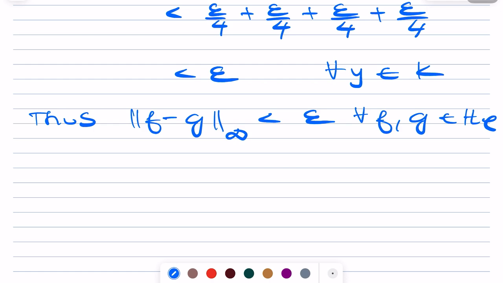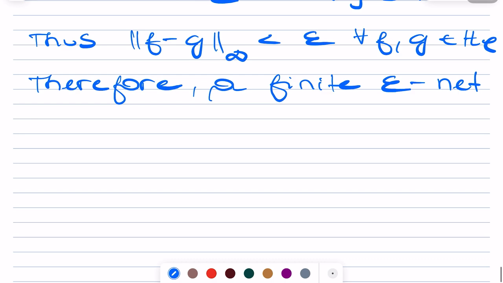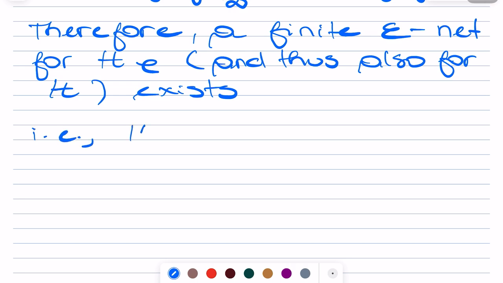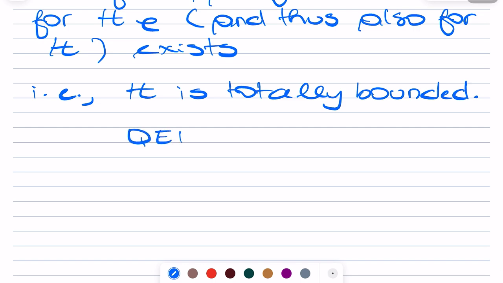So therefore, a finite epsilon net for h phi, and thus also for h, exists. So this means that h is totally bounded, and with this we conclude the proof of the Arzelà-Ascoli theorem, and we also end this lecture here.